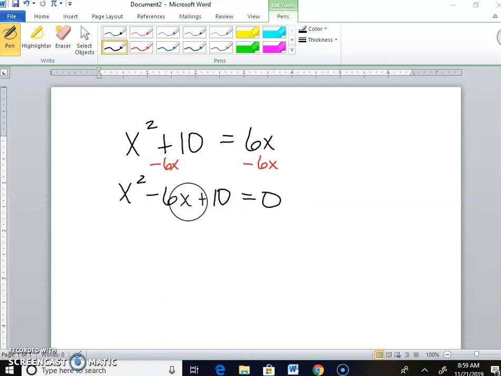Okay, so now it equals 0. Now I'm ready to factor. 1 times 10, factors of 10 that add to give me 6. So factors of 10 will be 1 and 10, that adds to give me 11. 2 and 5, that adds to give me 7. Well, shoot, we can't factor this problem. Okay, so if I can't factor this problem, then I have to use my quadratic formula.